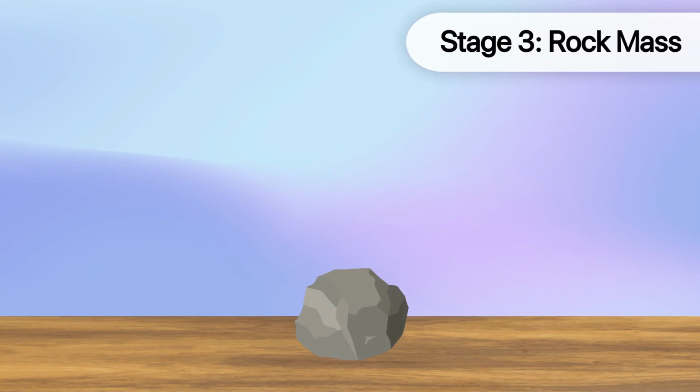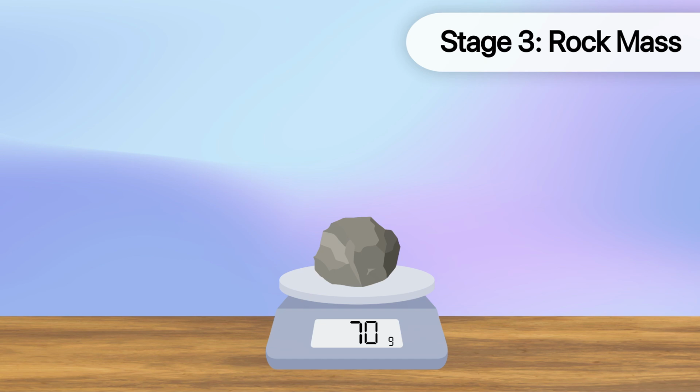Now we will use an irregular object, which requires a slightly different process. In this case, we will be using a small rock or stone. Begin by measuring the rock. Just like with the cube, we can do this fairly easily by using a mass balance to record the mass in grams. In this case, the rock weighs 70 grams. Record this in your lab book.